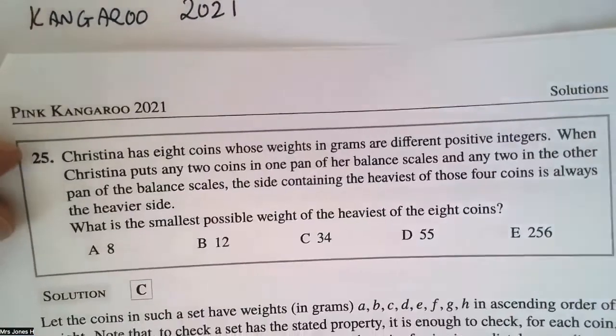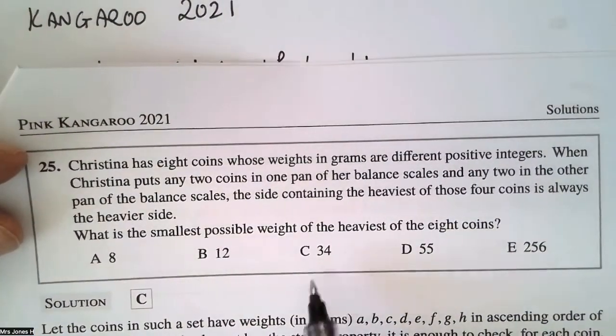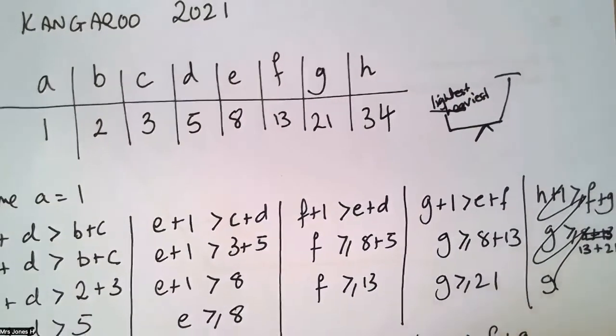And if we look back at our question, 34 is indeed a possibility. So we're going to call it C.